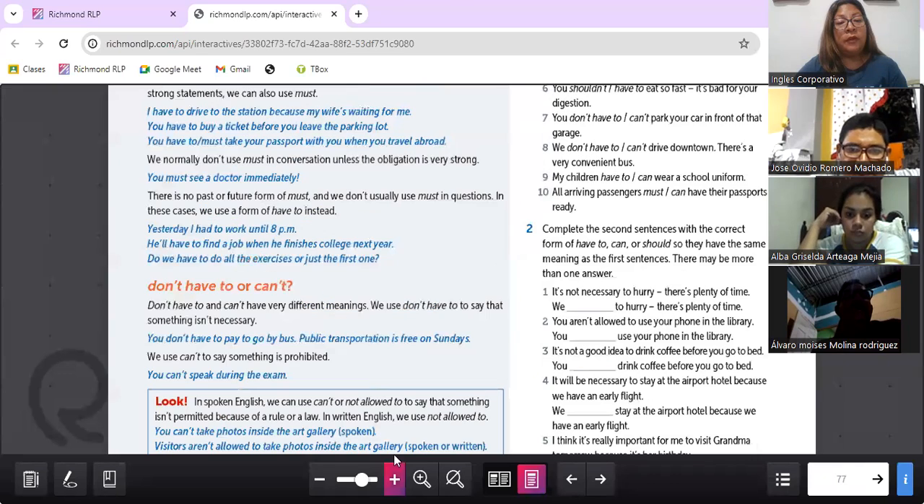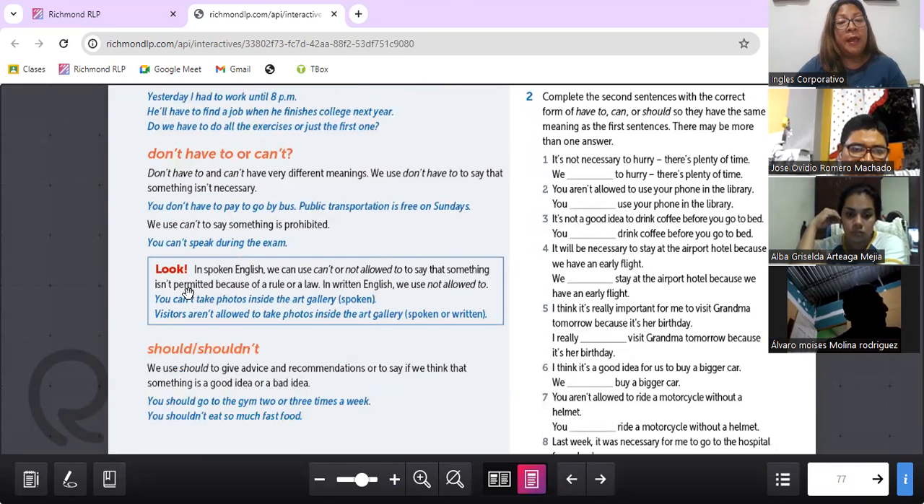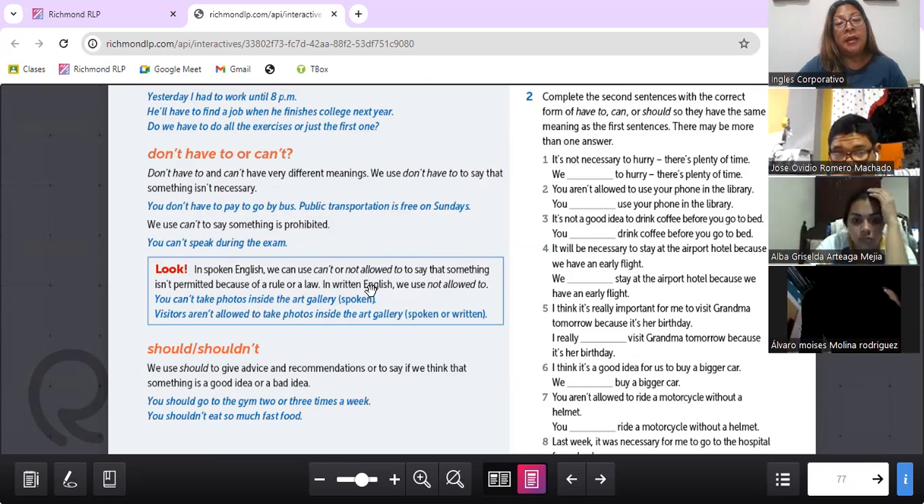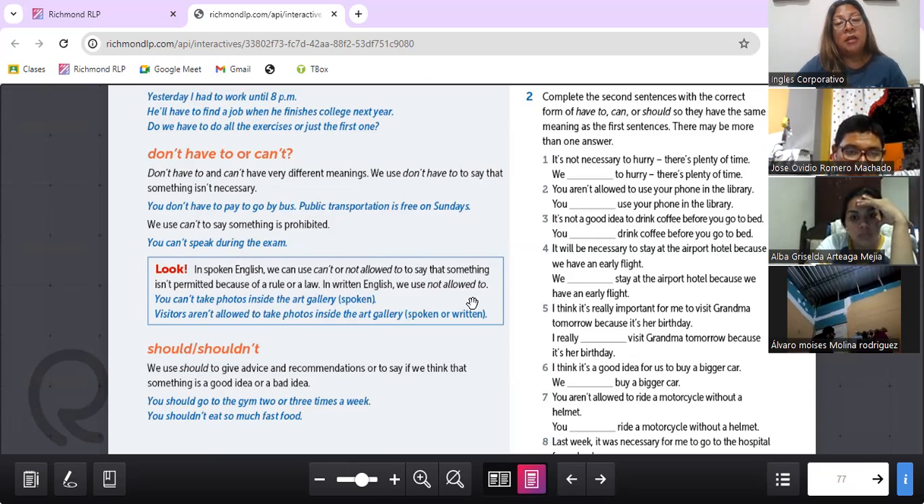Y luego dice también que en la forma hablada, okay, in spoken English, we can use can't or not allowed. Entonces podemos usar también not allowed to say that something isn't permitted para hablar acerca de alguna prohibición o que no está permitido. Podemos utilizar can't or not allowed because it's a rule or a law, lo que les decía. Y mientras que en la forma escrita, en written English, se utiliza not allowed to. Que you can't take photos inside the art gallery. Que si es de forma hablada, podemos utilizar can't, porque digamos que es más informal.